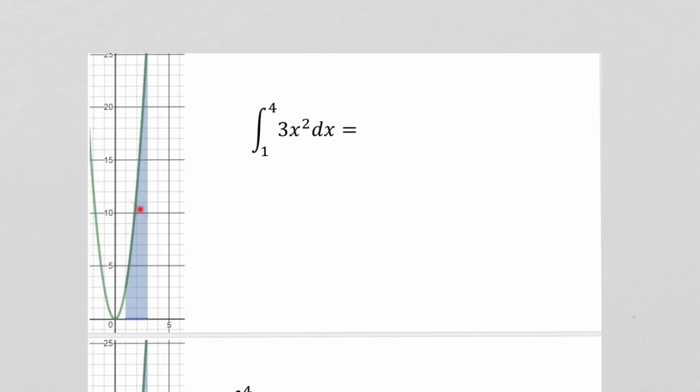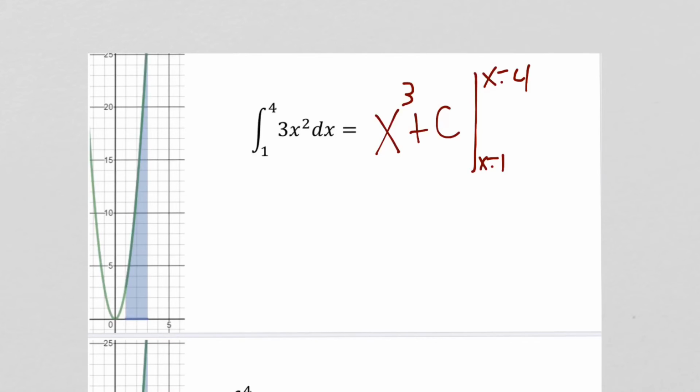Because it's under 3x squared, right? So this is not just a normal geometric shape we can find an area of. We're going to have to use our calculus here. So we're going to antiderive 3x squared, which is going to give us x cubed plus c. And we're going to use this to show that we're going from x equals 1 to x equals 4.